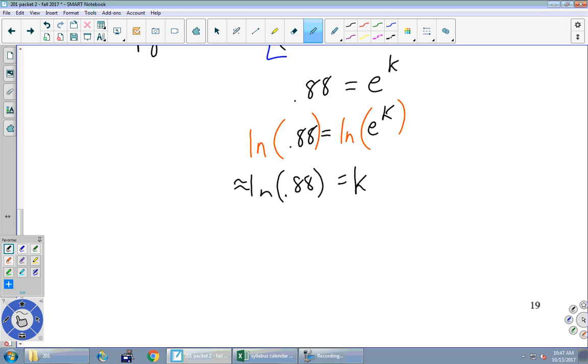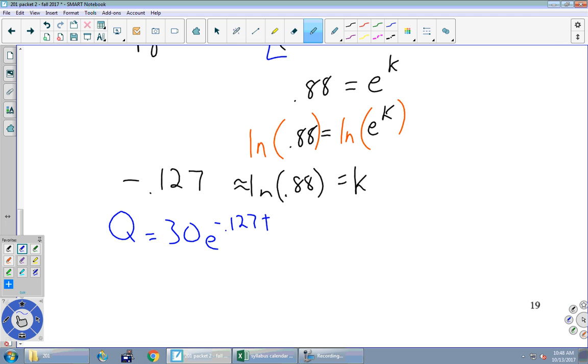What is it? Negative 0.127. That sounds good. And so that means that we can rewrite our Q formula, 30 e to the negative 0.127 t. Yeah, Daniel. You could absolutely leave it as ln of 0.88. Yeah, that's more accurate than our negative 0.127.